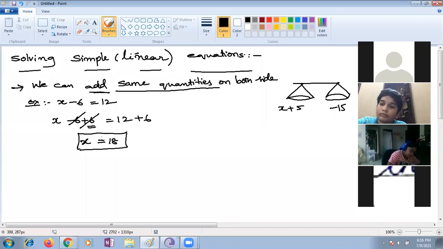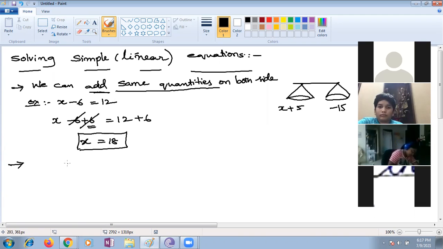Anyway, when you go to higher classes, we can go with the transpose method. What is transpose? What are you doing in the transpose? You are adding the same quantities on both sides, or you are subtracting the same quantities on both sides, and you can multiply. You can even divide the same quantities on both sides. How it will happen, we will take with one example, children. In the first condition, I'm adding the same quantities on both sides so that I can get the x value as 18.